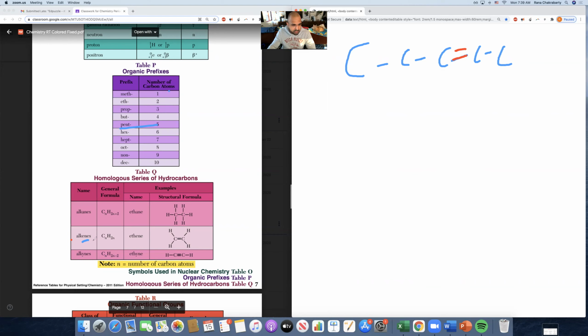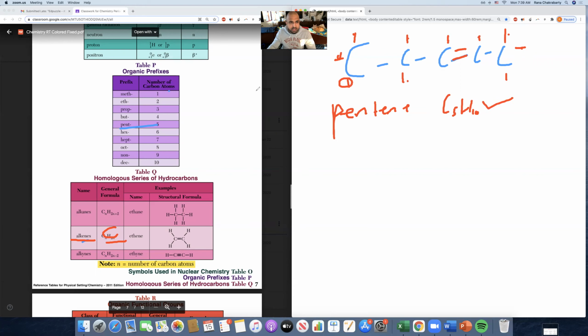So if it's an alkene and it's pentene, it should be C5 and exactly double, so it should be C5H10. Make sure you drew it correctly by counting the hydrogens. There should be 3 here, should be 2 here. This one's missing 1, this one's missing 1, and this one's missing 3. So is that 10 hydrogens? 1, 2, 3, 4, 5, 6, 7, 8, 9, 10. Yes, this is correct.